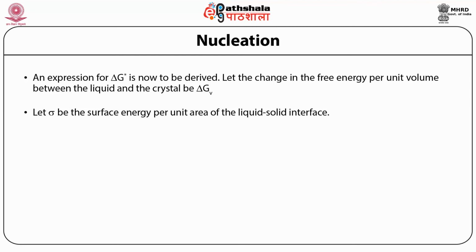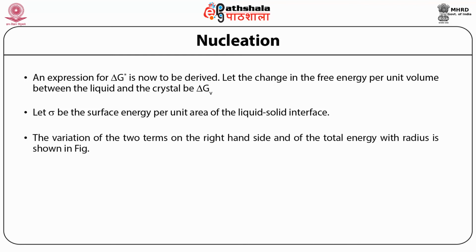For the formation of a spherical embryo of radius r, the change in volume free energy is delta G_V times 4/3 pi r cubed. The change in surface energy is 4 pi r squared times sigma, and the total change in energy, that is delta G, is given as delta G_V times 4/3 pi r cubed plus 4 pi r squared times sigma. The variation of the two terms on the right hand side and of the total energy with radius is shown in this figure.